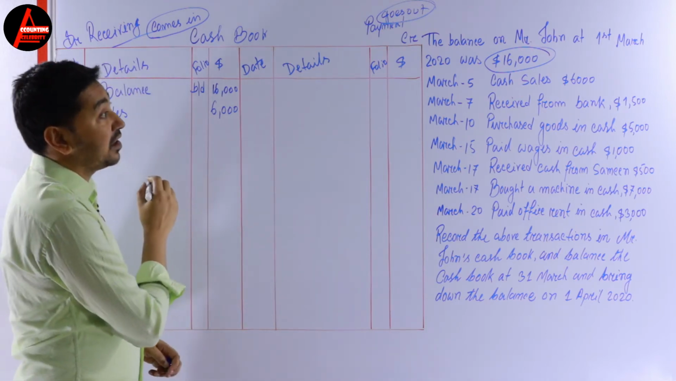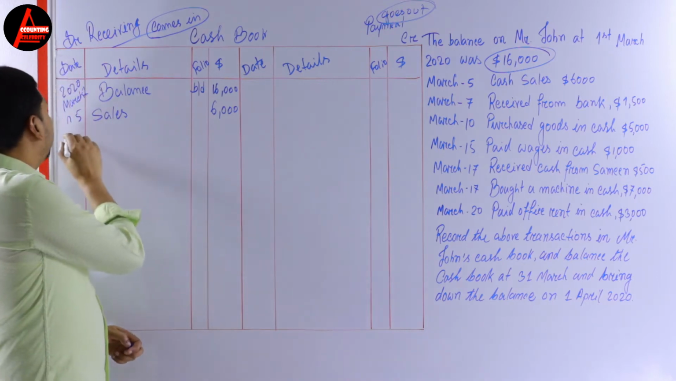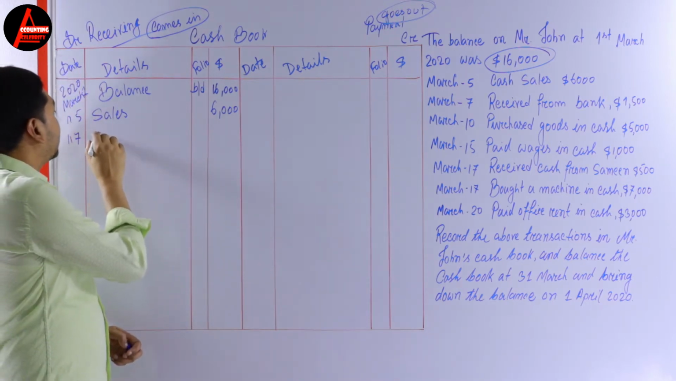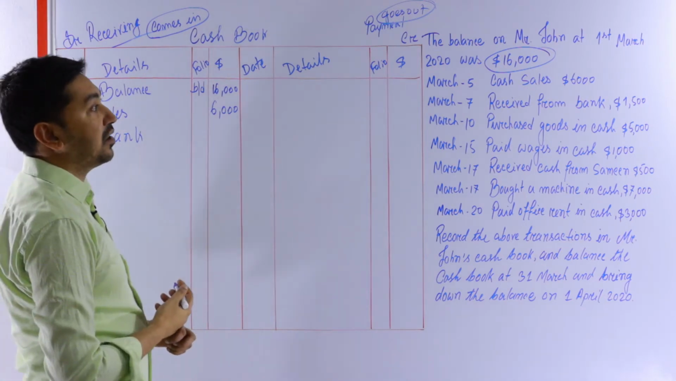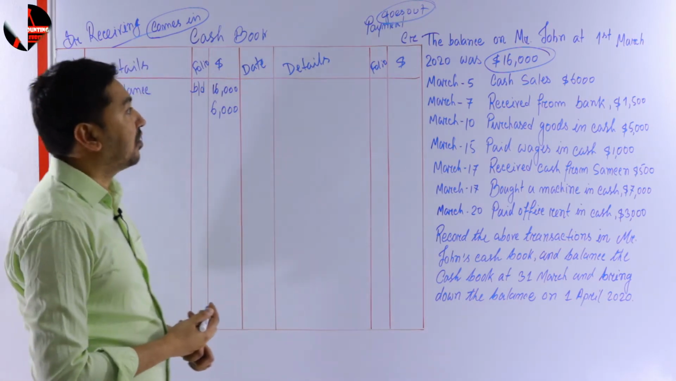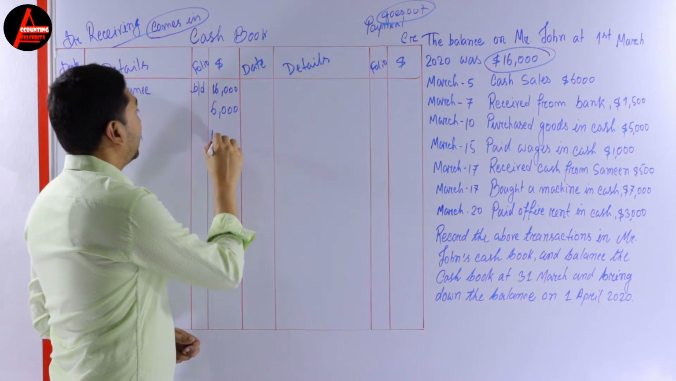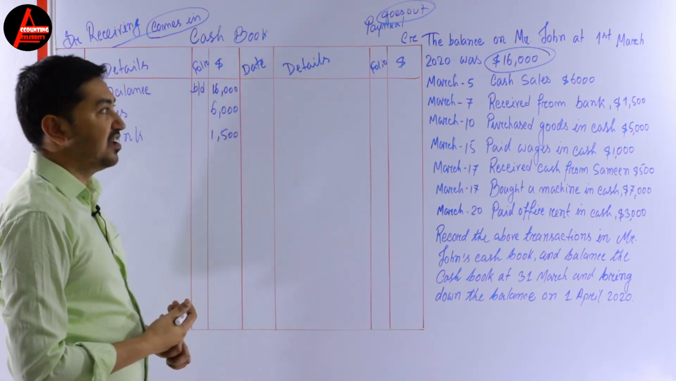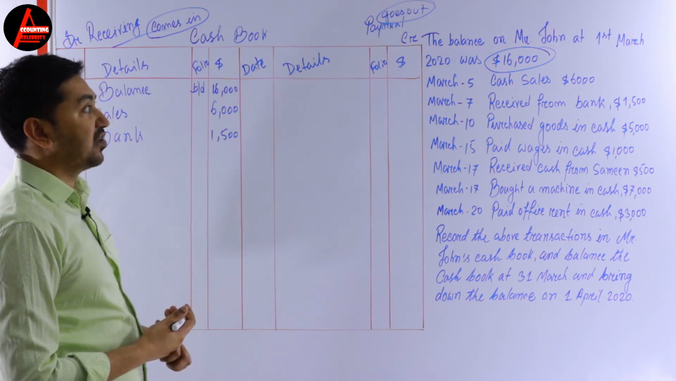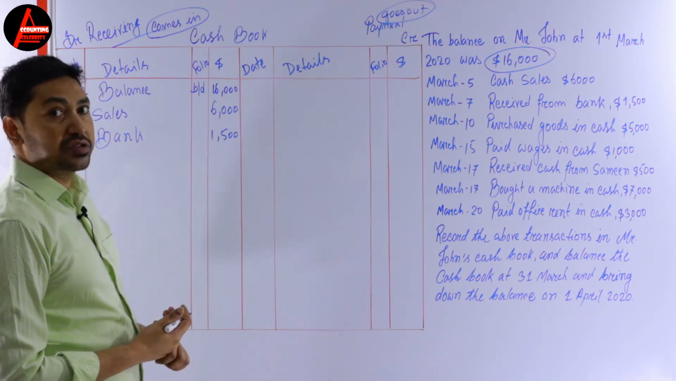So right here, date is March 7. So right here in the detail column, bank, and how much is it? 1,500. You write in the dollar column. Okay, so next one is here, March 10.